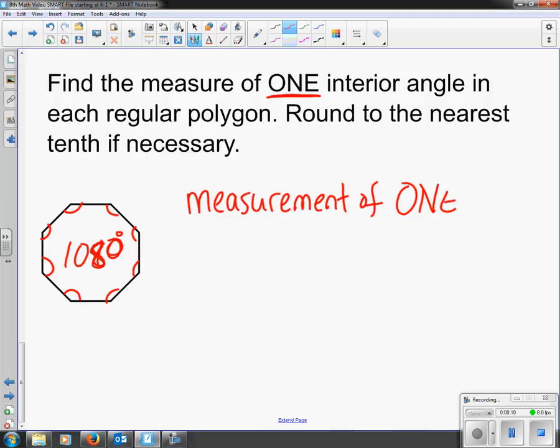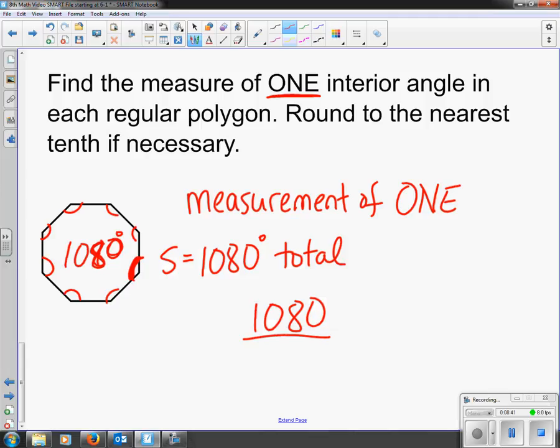So if I want just one of them, how do I find the measurement? If I wanted to measure just this one angle here, how do I figure that out? I know that S means that's the total. What do I find for just one though? Well, to do just one, you would take this total and divide it by 8, the number of angles. So I can figure out for one angle.